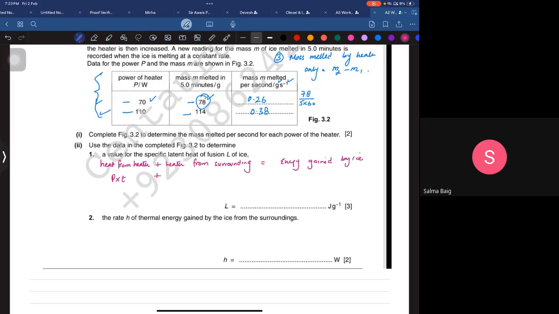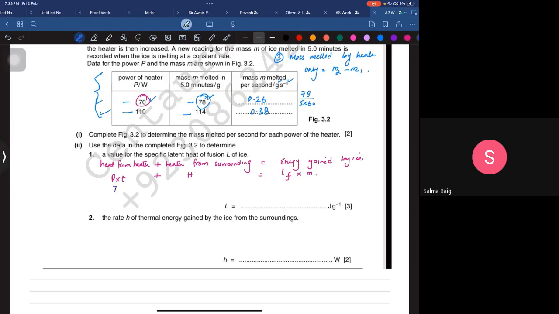Heat from surroundings will be H, because we don't know what those were, equals the latent heat of fusion of ice times the mass of ice. Understood, kids? Sir, P into T? Because it is power, we need to find energy. It is energy's equation. They've given power. Energy is power times time. Okay. Now write the first equation.